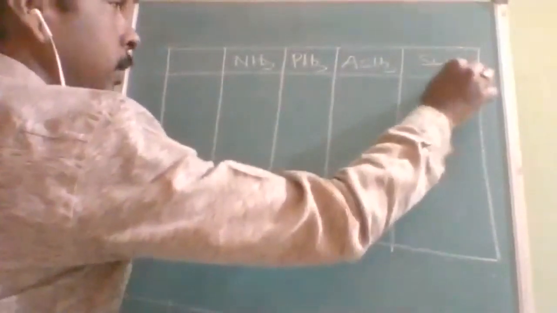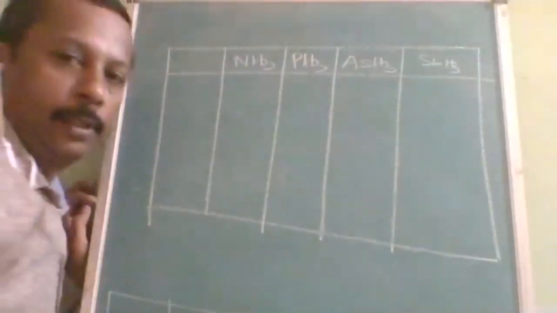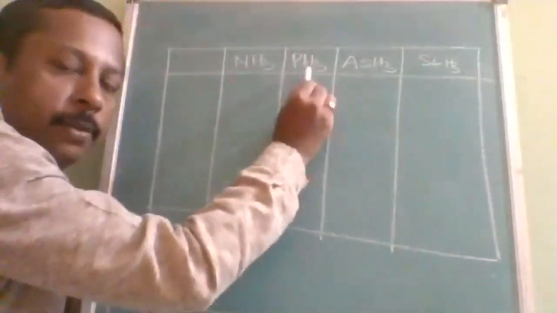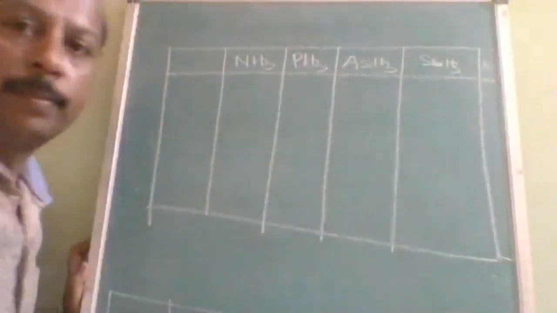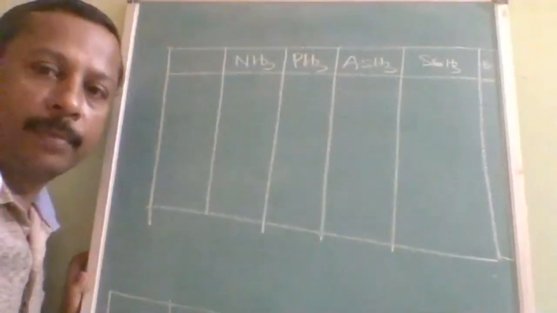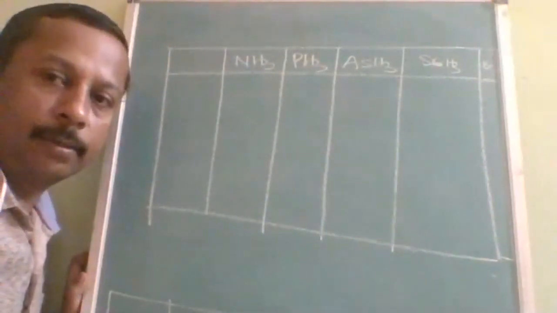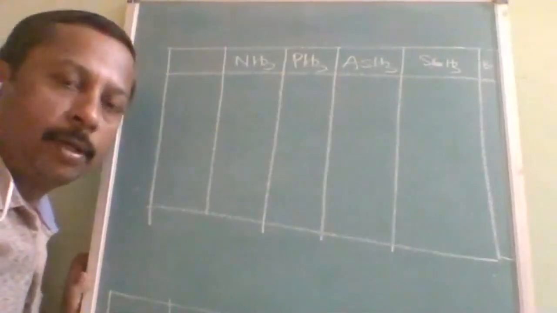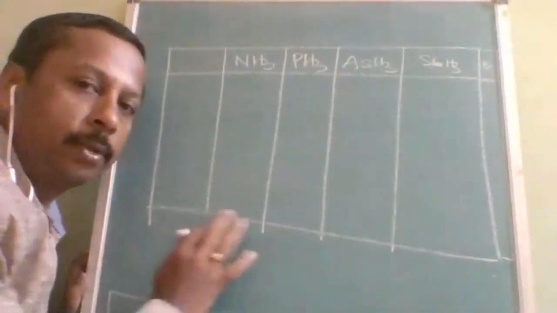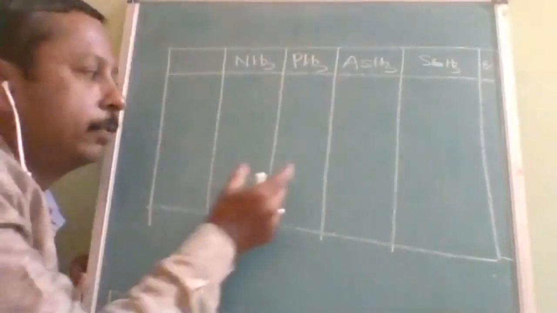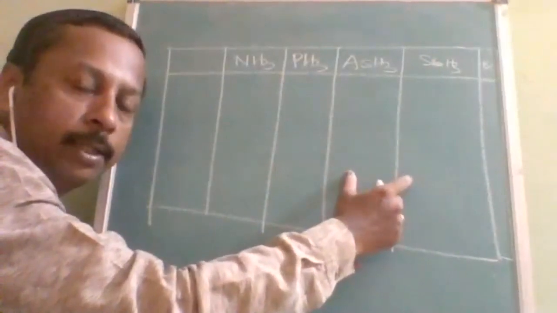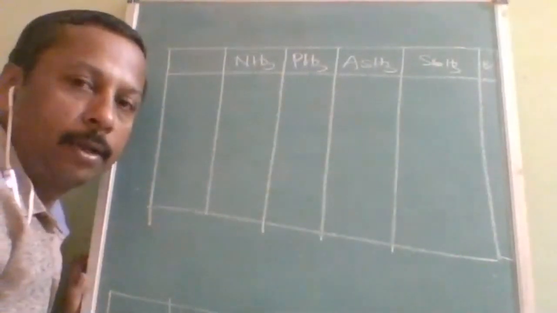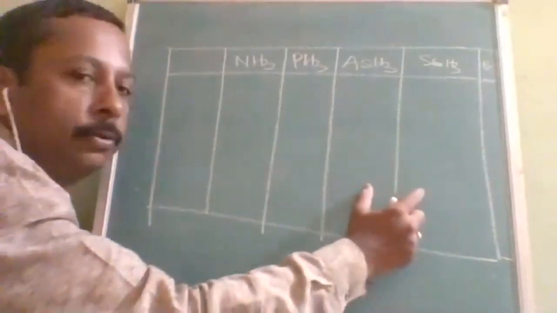So these are some hydrides of the 15th group: nitrogen, phosphorus, arsenic, antimony. Deliberately I have not written bismuth. Why? Because bismuth hydride is the hydride of a metal, and metal hydrides are not much important. Out of the total 5 elements, the first two elements are non-metals and the rest two are metalloids. In the metalloids you will also find some metallic and non-metallic character. That's why they also play a vital role.